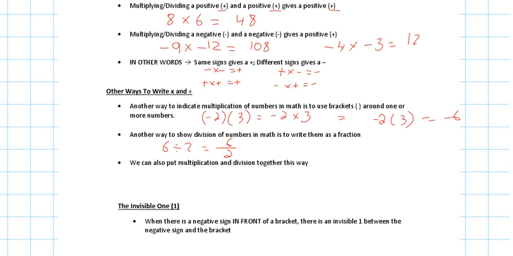We can also put multiplication and division together this way. So I can have 6 times 3 divided by 9. Or I can write it as 6 times 3 over 9. Right? In this case, I have both division and multiplication.